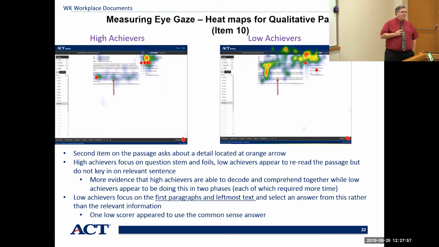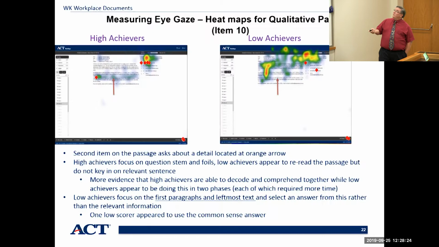If I were to show you the heat map for that passage, they read it the first time. Not only did they read it, they understood enough that they didn't need to reread the whole question just to find the answer to the second item on the test. So if we want to justify why having multiple questions on a given passage actually measures reading comprehension, we can go, well, high achievers don't need to reread the whole passage every time.